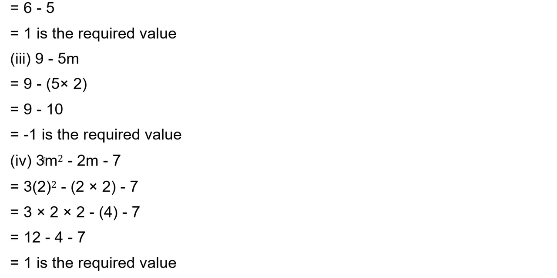3m square minus 2m minus 7 equals 3 into 2 square minus 2 into 2 minus 7. 2 square is 2 into 2, that is 4, so 3 into 4 is 12. Then 12 minus 4 minus 7, that is 12 minus 11, which equals 1. So 1 is the required value.